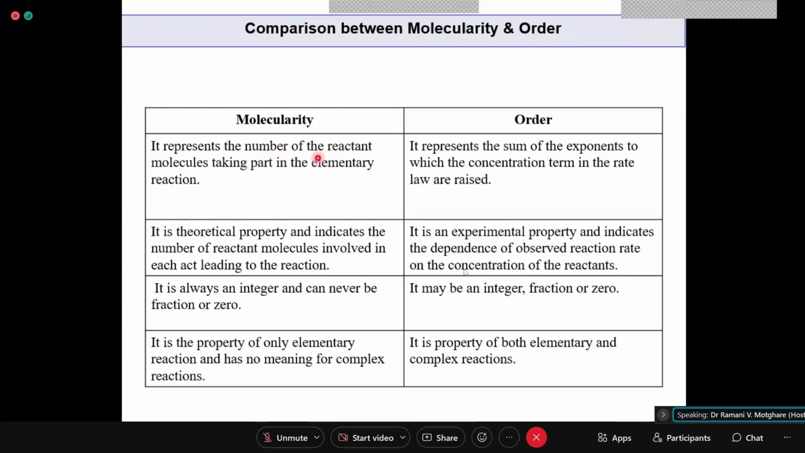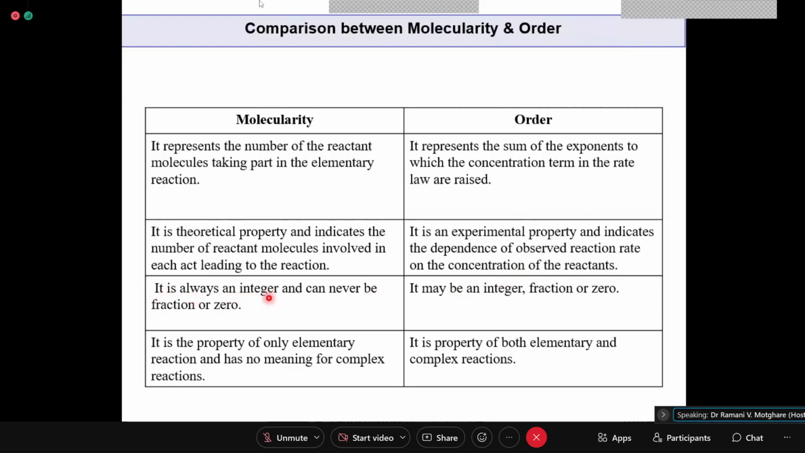Molecularity represents the number of reactant molecules taking part in an elementary reaction. Order represents the sum of exponents to which concentration terms in the rate law are raised. Molecularity is a theoretical property and indicates the number of reactant molecules involved in each act leading to the reaction. Order of reaction is an experimental property and indicates the dependence of the observed reaction rate on the concentration of reactants.